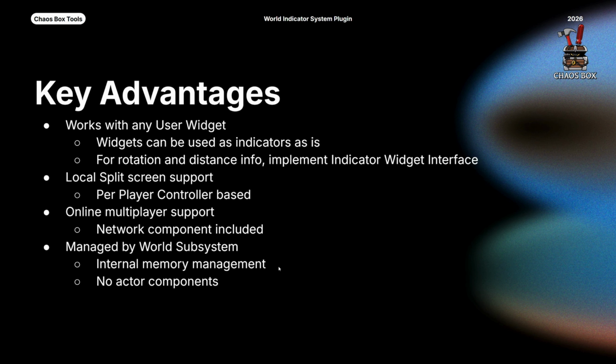Every time we create an indicator, it's saved to this subsystem and managed internally. Whenever an indicator goes out of use, the subsystem will remove it from memory. We're not using actor components, meaning we do not need to add a component to any actor that has an indicator. Instead, we're going to be calling functions on the World Indicator function library and creating indicators regardless of the class of our actors. This makes it really useful for higher level systems such as a quest system or a dialogue system.